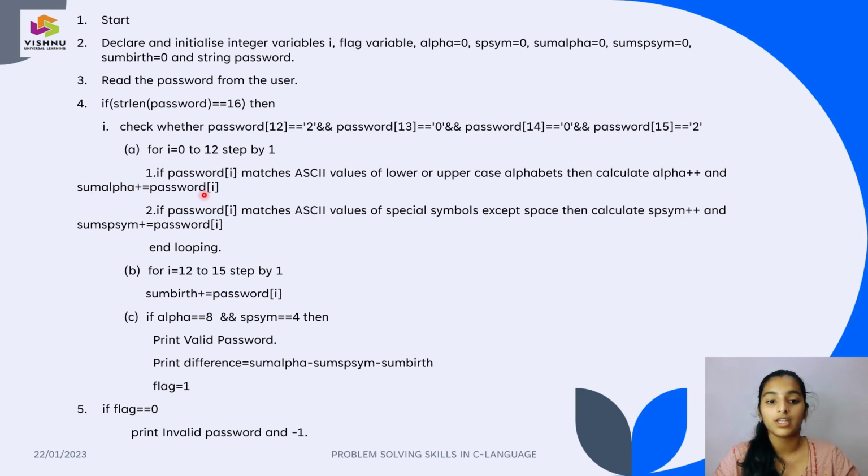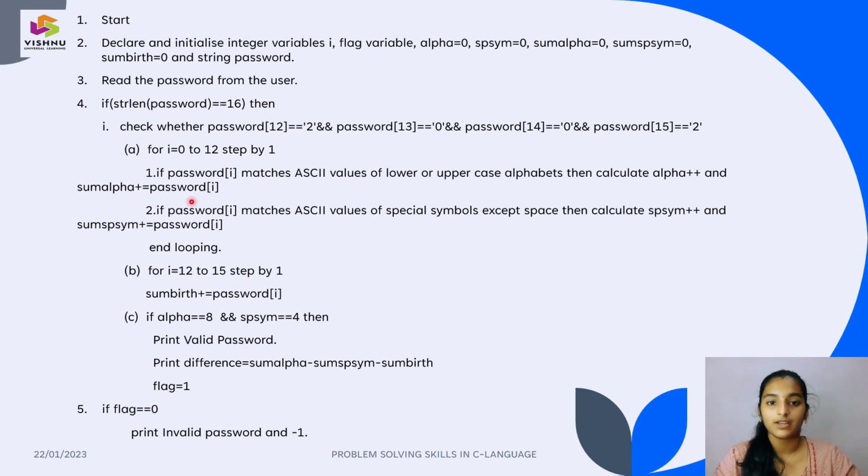When we use a character in arithmetic operations, by default the ASCII value of that character is used, so the ASCII value of password[i] is taken during the mathematical operation.